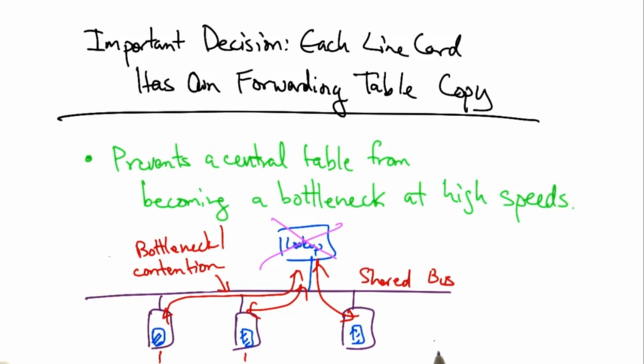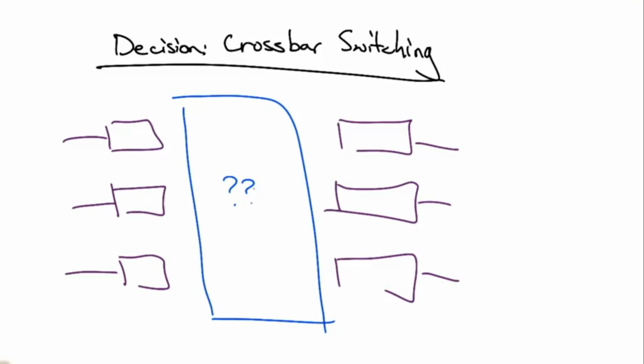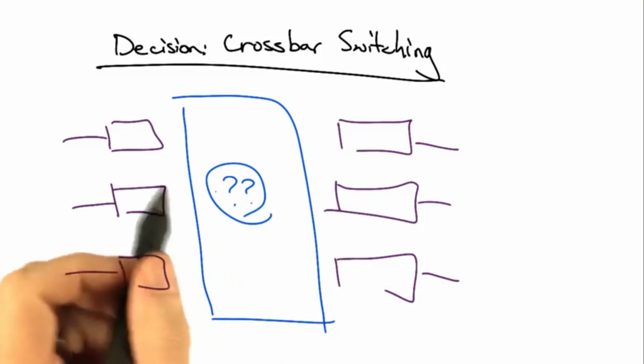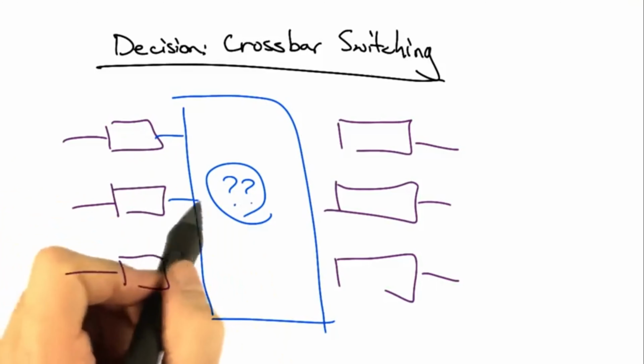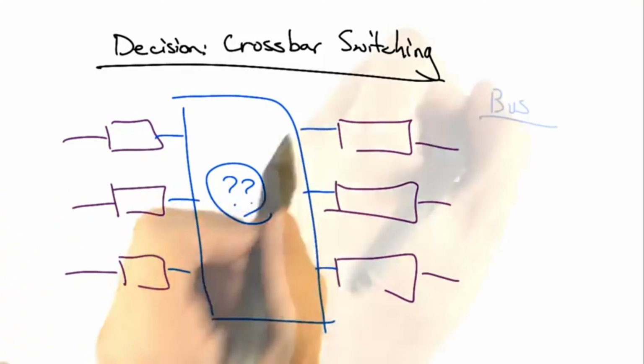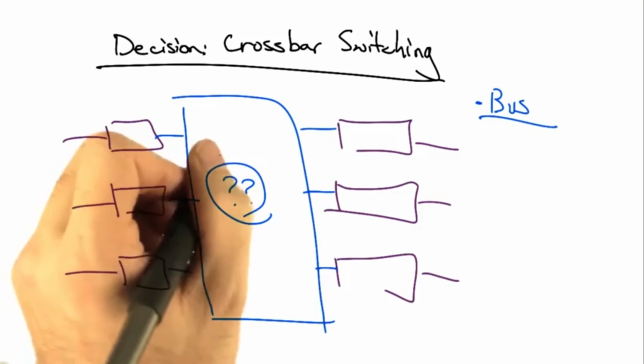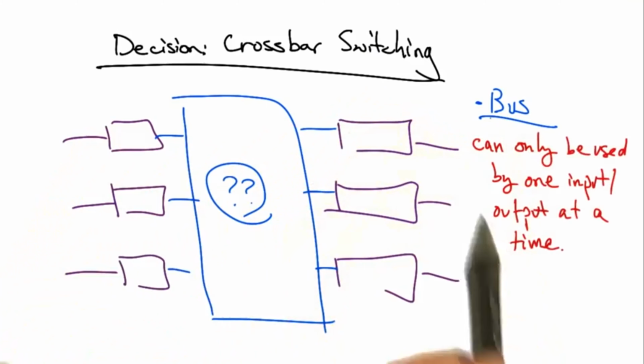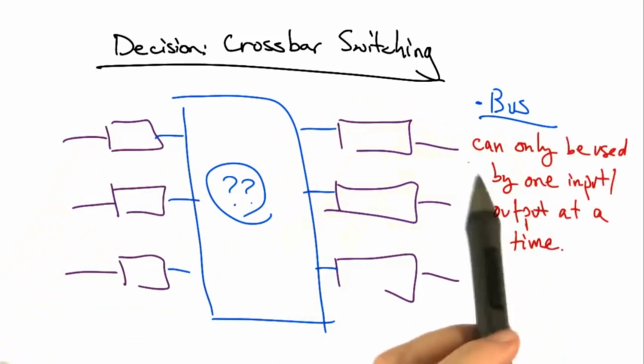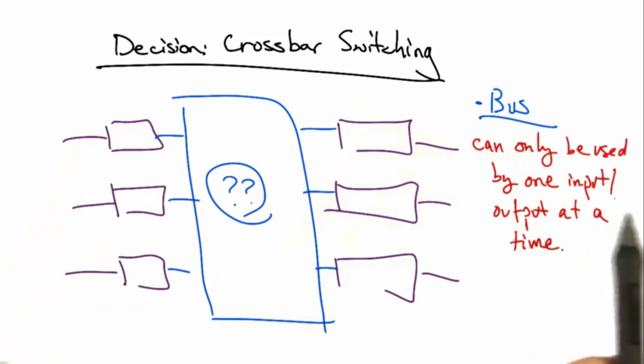In summary, an important innovation in the design of these routers was to eliminate the shared bus and place the lookup tables on individual line cards. The second important decision is the design of the interconnect, or how the line cards should be connected to one another. Now, one possibility is to use a shared bus, but the disadvantage of a bus for the interconnect is that it could only be used by one input-output combination in any single time slot.